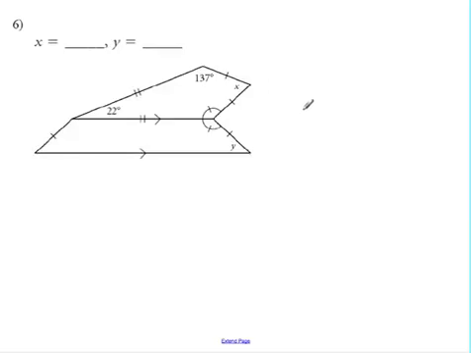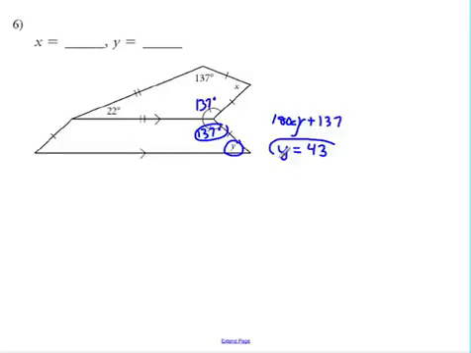Last problem, we actually have a kite sitting right on top of a trapezoid. This is kind of a precarious spot for a kite to be. But remember, with a kite, the two non-vertex angles are going to be congruent. So this makes this angle 137, and this angle down here also 137. Since 137 and Y have to be supplementary, we'll say 180 has to equal Y plus 137. We'll subtract 137 from both sides, and Y is going to equal 43.